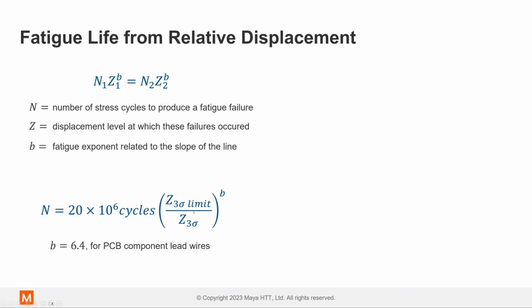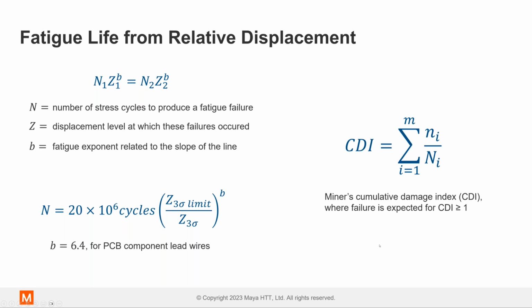You've calculated your limit from Steinberg based on that equation. And then with the relative displacement that I showed you can get out of your model directly, you can see how many cycles to failure there are for that displacement. Again, in the book, there's some information about this B exponent value, which, for PCB component lead wires, 6.4 is used. And then you can use Miner's cumulative damage index to calculate your failure.